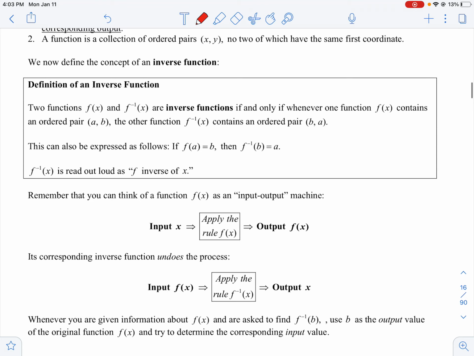Okay? We have a new notation that we have to take note of. This one right here, and how do we read that? We read that as f inverse of x. That only tells you that you are given the y value, you're looking for the x.